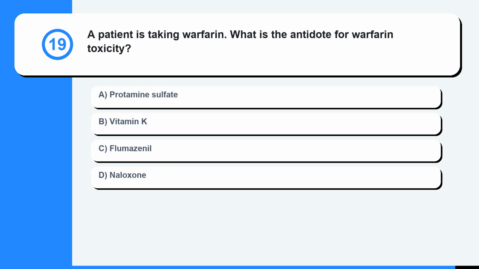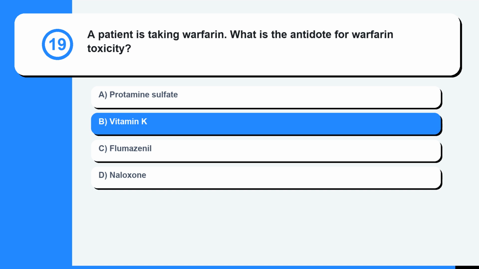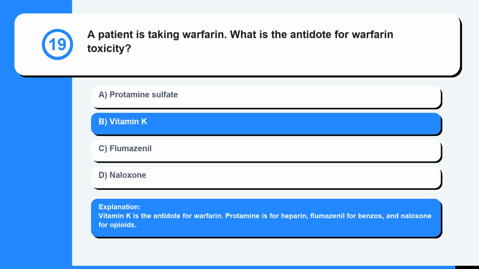Question 19. A patient is taking warfarin. What is the antidote for warfarin toxicity? A. Protamine sulfate. B. Vitamin K. C. Flumazenil. Or D. Naloxone. The correct answer is B. Vitamin K. Vitamin K is the antidote for warfarin. Protamine is for heparin, flumazenil for benzos, and naloxone for opioids.